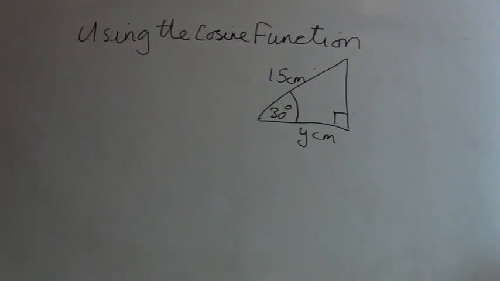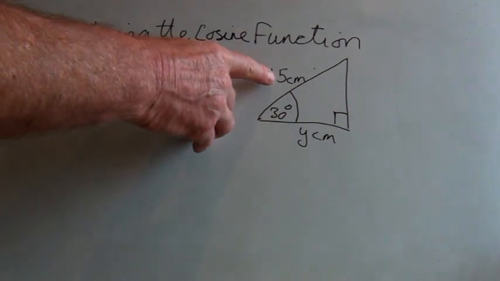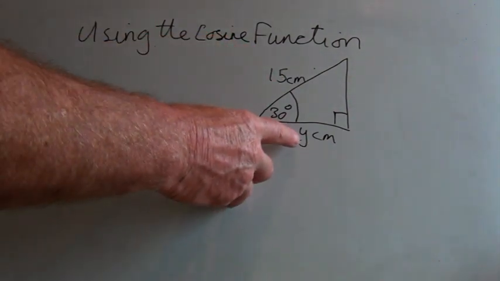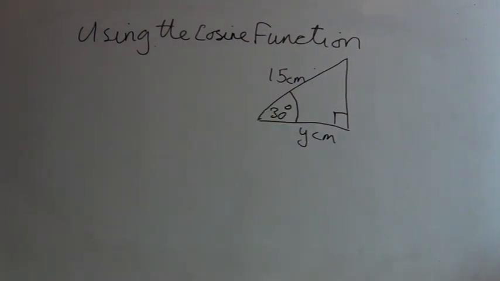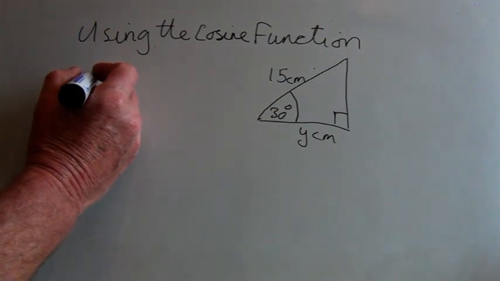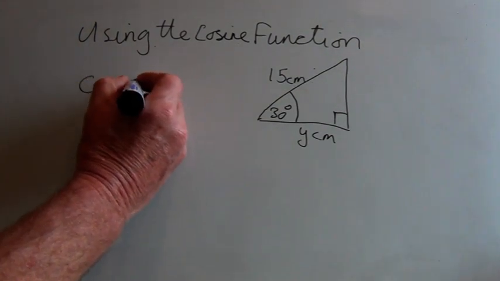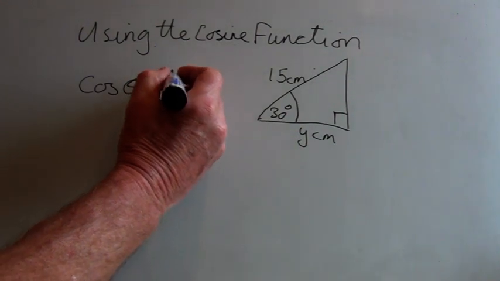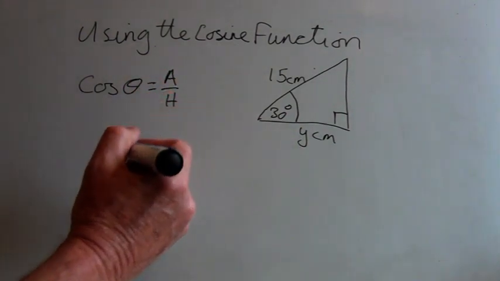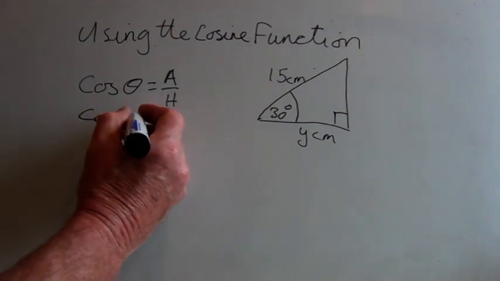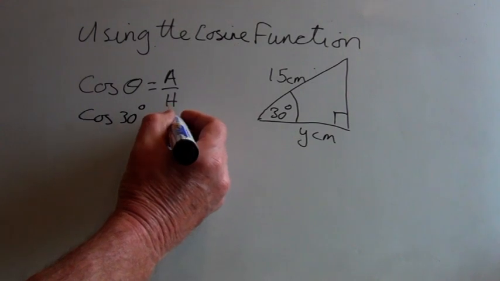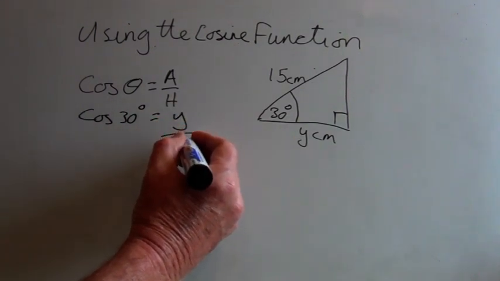Okay, so this time we're using the cosine function. So we're given theta equals 30 degrees, the hypotenuse is 15 centimeters, the adjacent side is y centimeters, so we're asked to find the adjacent side. So we know that cos theta equals adjacent over hypotenuse. So the cos of 30 degrees equals y divided by 15.